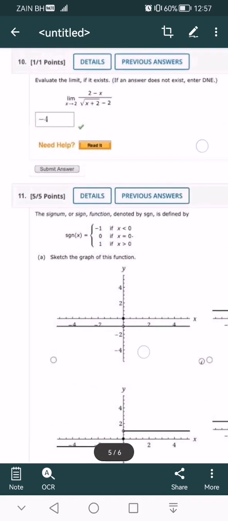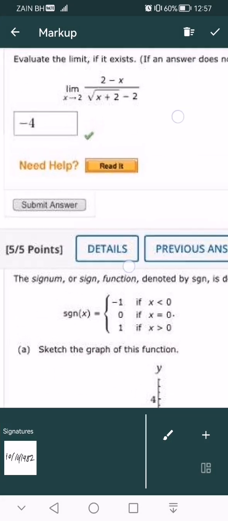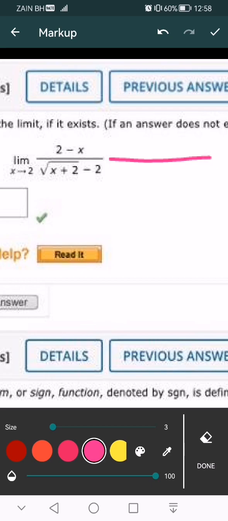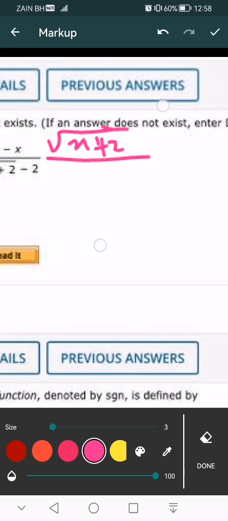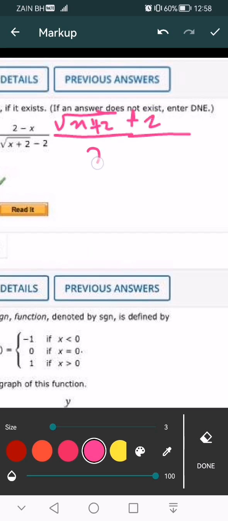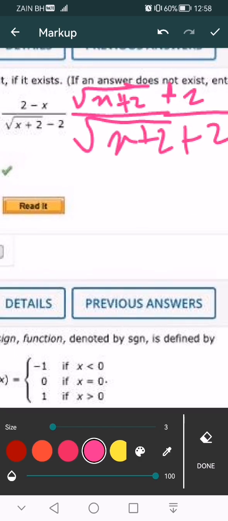Let's do this question. I think it is straightforward again, but with a little trick. As I told you, what do I have to do? Multiply it, so the square root of x plus 2 plus 2 over the same thing. Okay. Then you have to multiply first by first, second by second.